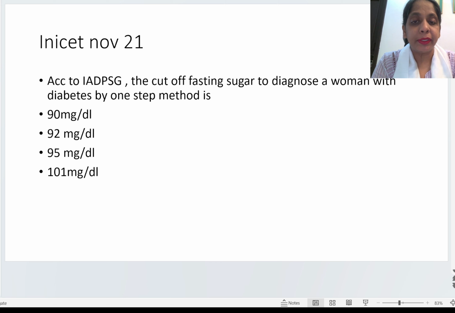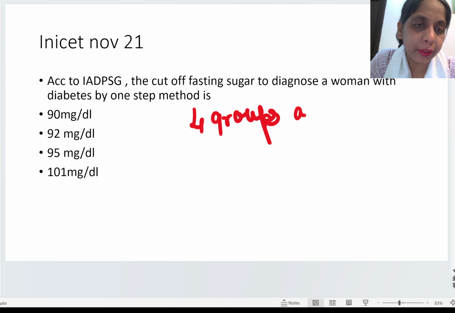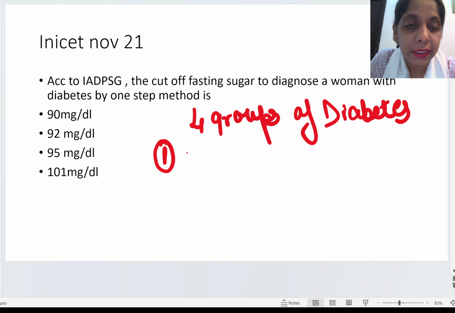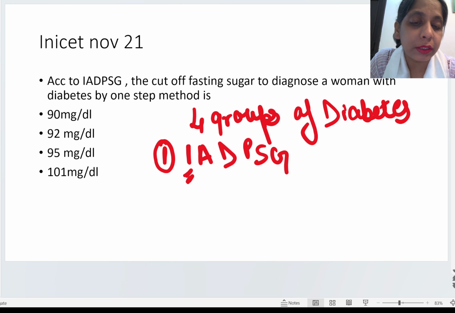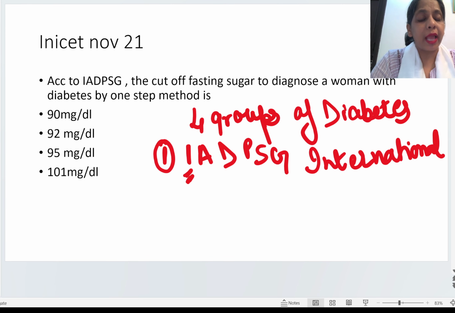According to IADPSG. First of all, I want to tell you there are four groups related to diabetes which give us criteria. As two groups agree on the same thing, you can say there are three groups. Number one is IADPSG. Here I stands for International, so it is the International Association of Diabetes and Pregnancy Study Group. It is a special group which studies diabetes in pregnancy.